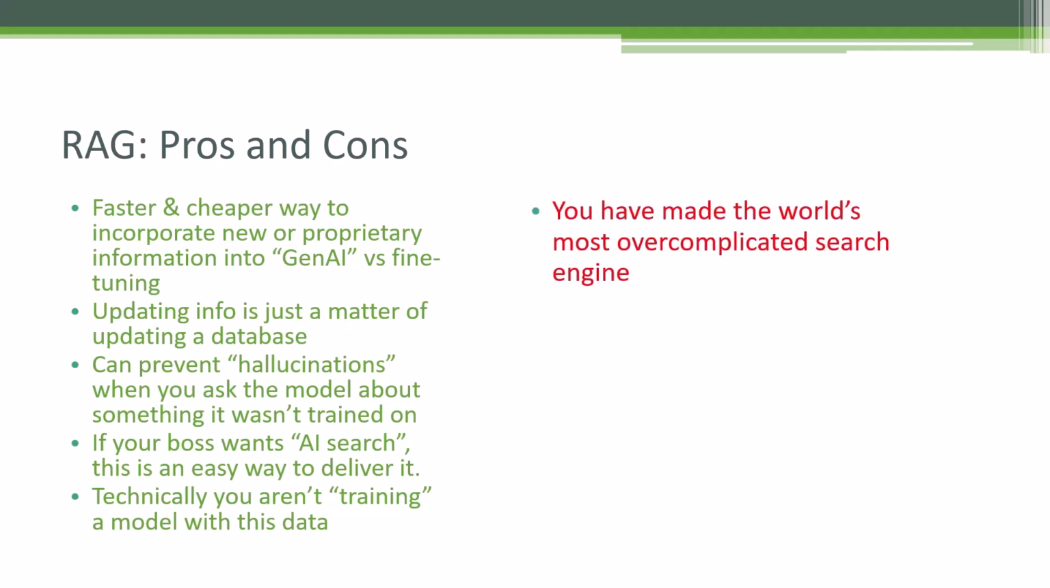On the con side, though, you have now created the world's most complicated search engine, right? You've taken this very straightforward search to a database, which we've been able to do for decades, and you've wrapped it with this incredibly complicated generative AI system. Why? Maybe you don't even need to do that. Maybe you're better off just giving those search results right back to you, right?